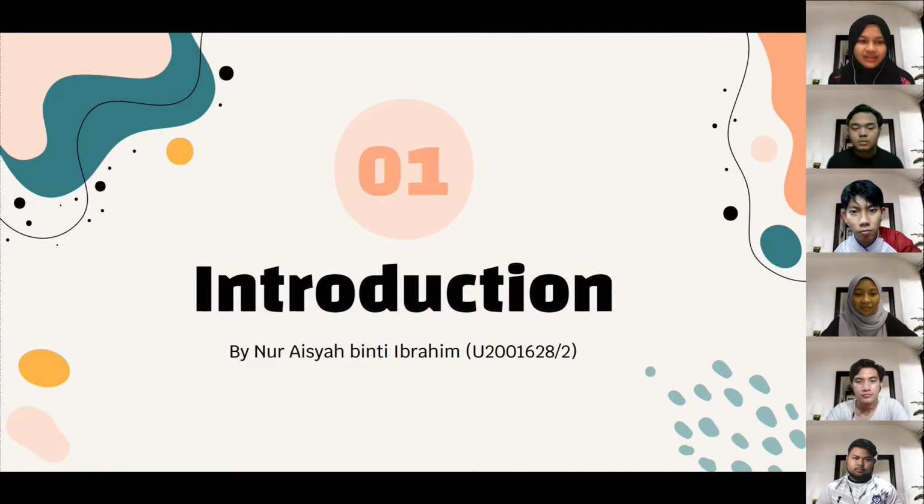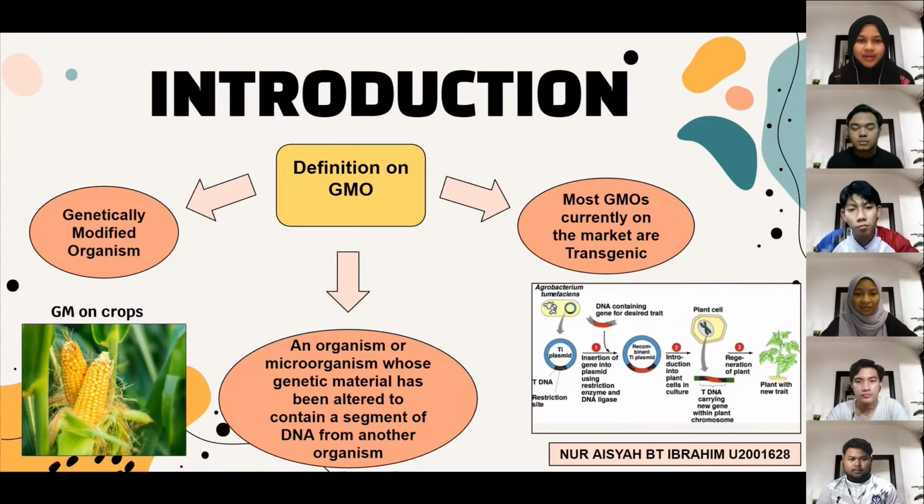Now I would like to explain the introduction of GMOs. First of all, what is GMO? GMO stands for genetically modified organism. Generally, GMO is an organism or microorganism whose genetic material has been altered to contain a segment of DNA from another organism. GMOs are created and patented by biotech and agriculture corporations that have developed GMO commodity crops such as corn, soy, sugar beets, canola, cotton, and alfalfa.